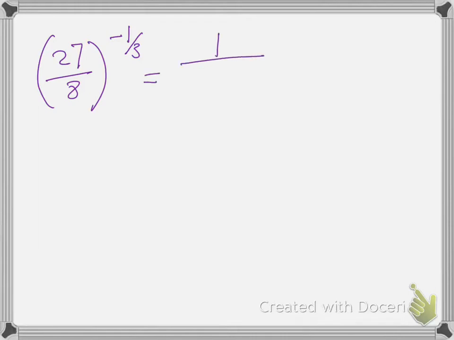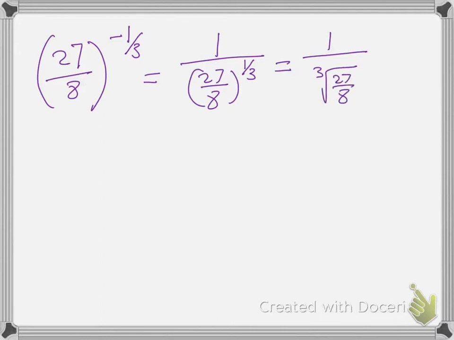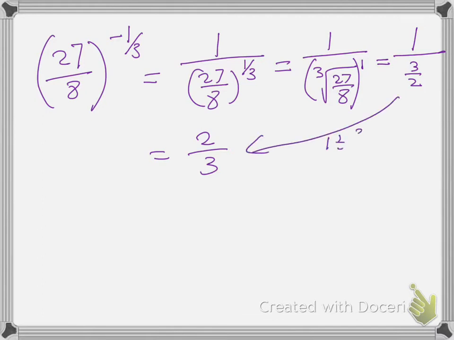Let's look at one more example like that, because this is new, it's not easy. 27 divided by 8, and then negative 1 over 3's power. Now we get a negative sign, so we put everything in the denominator, and then we put a positive 1/3. 1/3 means cube root, and then first power. Here the numerator is 1, so it's just the cube root. What's the cube root of 27 over 8? It's 3 over 2. So the last step is 1 divided by 3 over 2, which is 1 times 2 over 3. So you get 2 over 3.